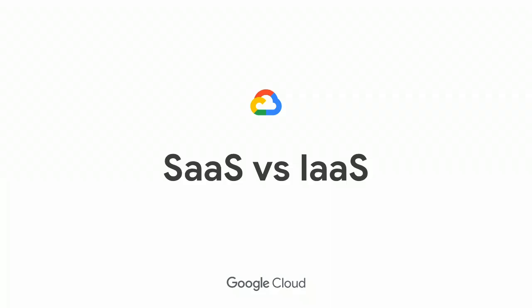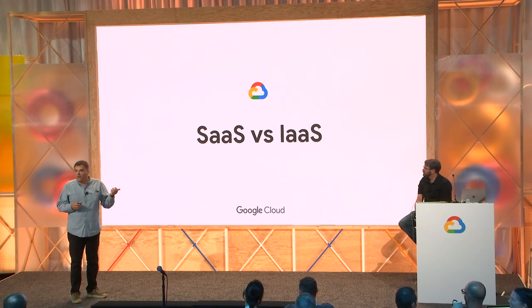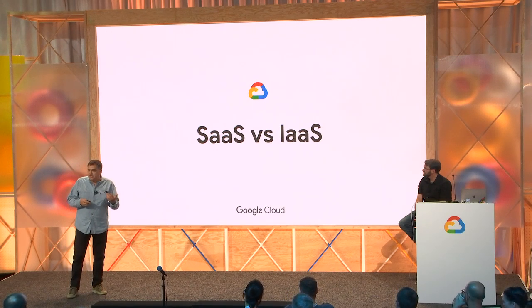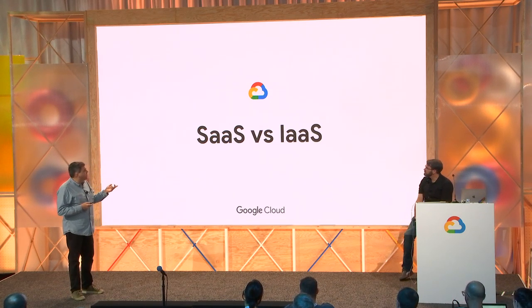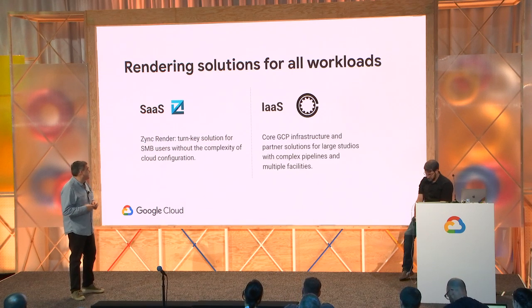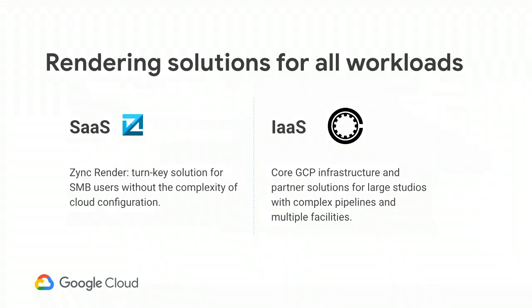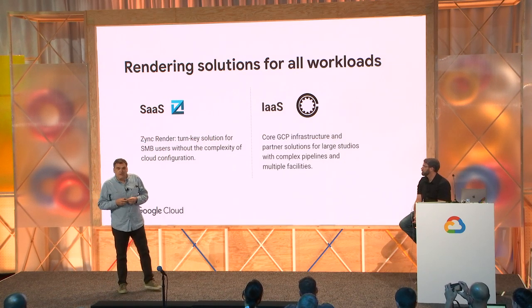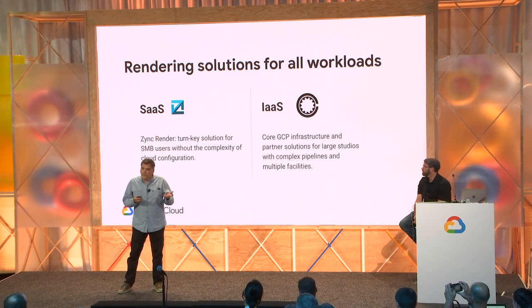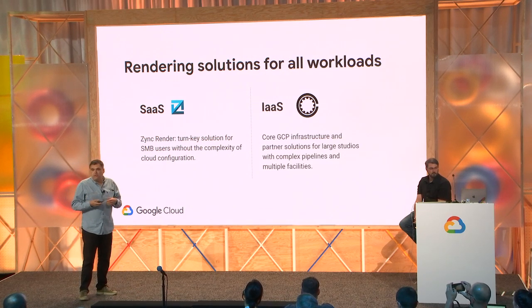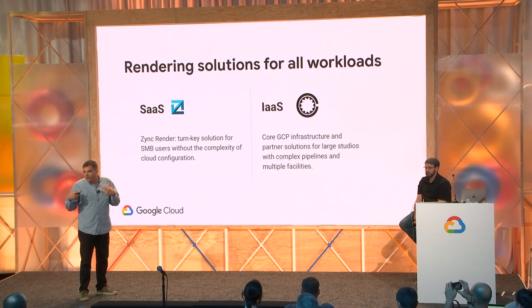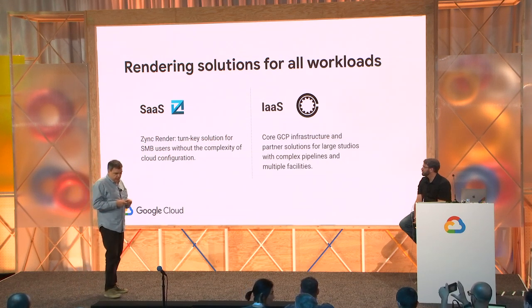At Google Cloud, there are two ways we can help solve the rendering crisis. One of them is using software as a service, so it's much easier for you to set up. It's generally targeted towards small and medium-sized businesses. And the other is building a custom pipeline using infrastructure as a service. The two things I'll talk to you about today are Zinc Render, which is a turnkey solution for small and medium business owners to do rendering on the cloud, mostly for burst rendering. And then also OpenCue, which is basically for larger studios that have custom pipelines. How do we at Google help you build something that'll solve problems for you?